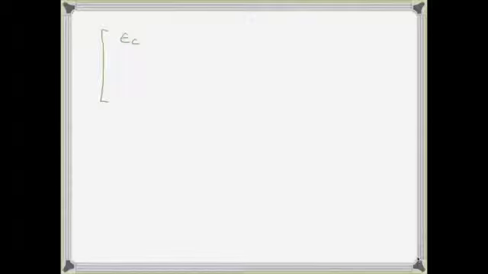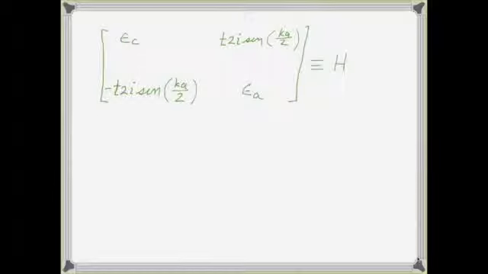Well, maybe I should have done the other one. Oh, this is right. Yeah, this is our mission. So minus t, 2i sine Ka over 2, t. So this is our H of k.